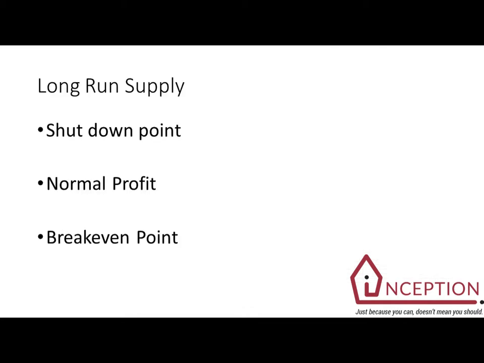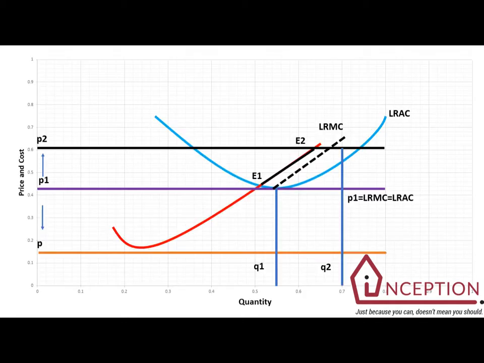Now, let's move on to understand what's going to happen in the long run analysis of supply. In the long run analysis of supply, you notice that there can be three situations: shutdown point, normal profit, and break-even point. In the diagram, the x-axis represents the quantity of goods sold, and price and cost are represented on the y-axis. E1 and E2 are two points on the supply curve. The price is equal to the long run marginal cost of the firm.